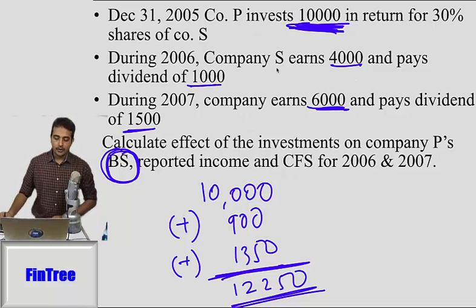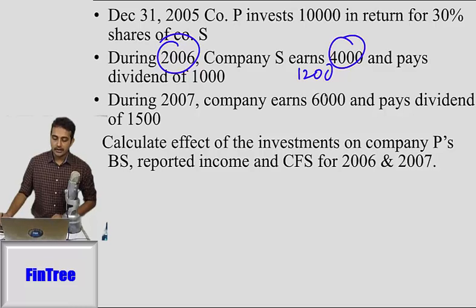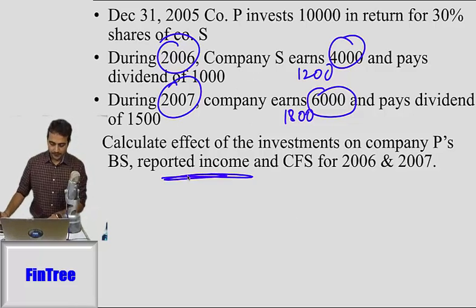Then how much would be your reported income in 2006 from the investee? How much? 1,200. That's simply 30% of 4,000. How much, Harish, in year 7? 1,800. So again, that is your reported income here. So this is how you do it on the income statement.